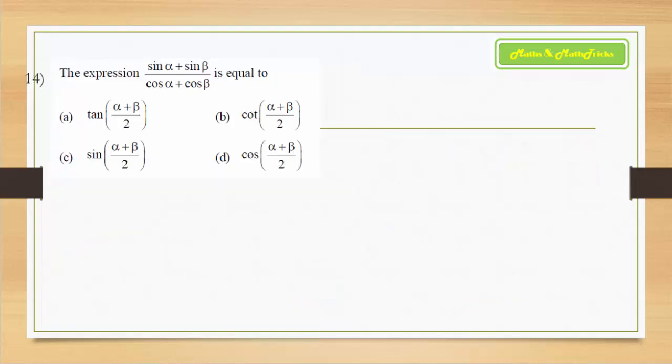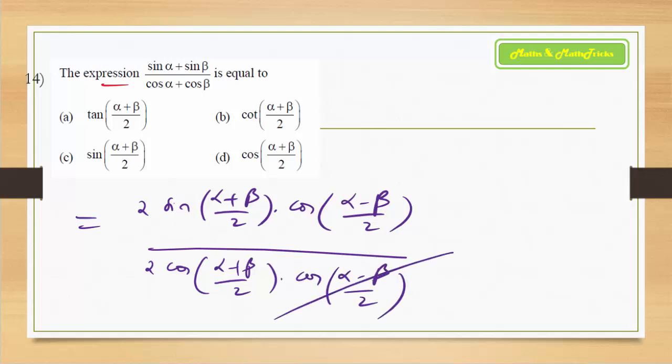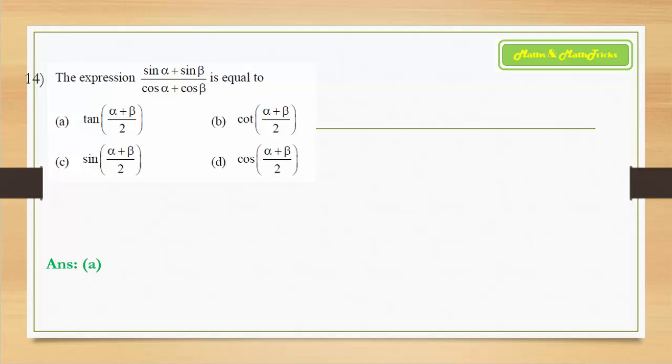Coming on to the next question now. The expression is equal to... so look at the numerator. It's the sine C plus sine D formula: 2 sine of C plus D by 2 into cos of C minus D by 2. And the denominator is the cos C plus cos D formula: 2 cos of alpha plus beta by 2 into cos of alpha minus beta by 2. So the alpha minus beta by 2 term is getting cancelled. Sin of alpha plus beta by 2 over cos of alpha plus beta by 2 returns back to tan. Now tan of alpha plus beta by 2, that is the option, hence A.